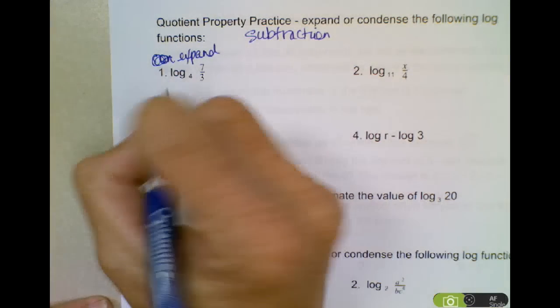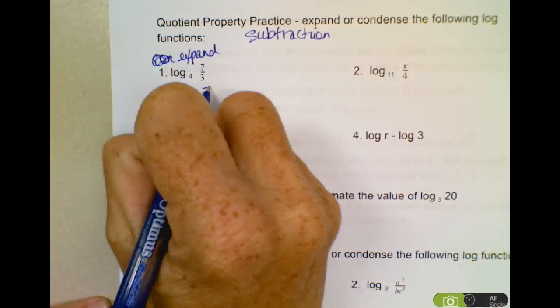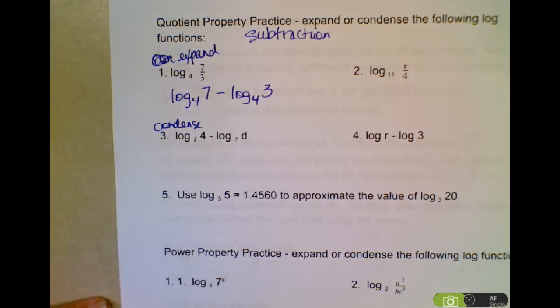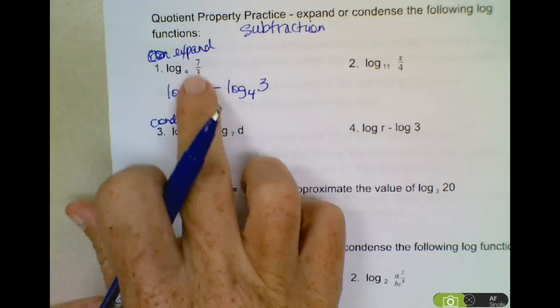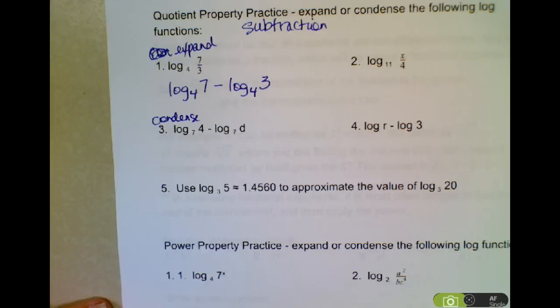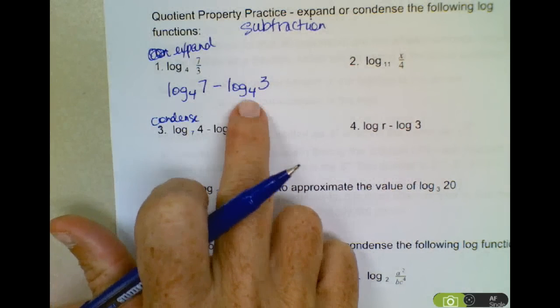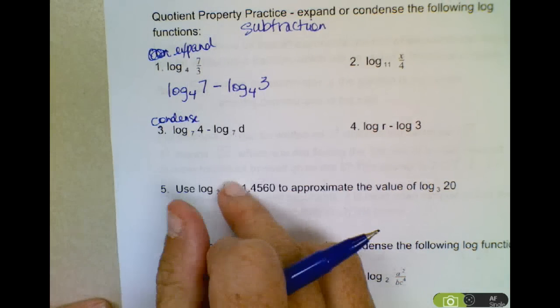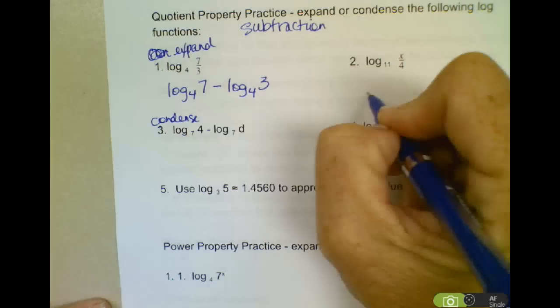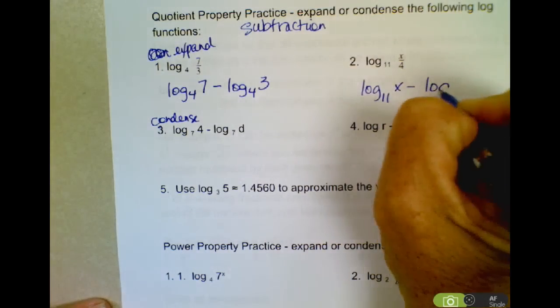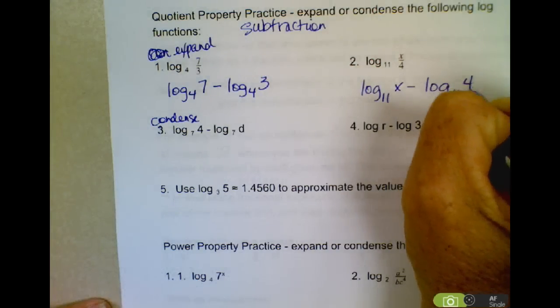Okay? So this would give me the log base 4 of 7 minus the log base 4 of 3. The question you might have is, since I'm doing this, does it matter which order I am subtracting in? It absolutely matters what order you're subtracting in. Okay? The numerator always goes first, subtract the log base 4 of the denominator. Okay? Number 2, you should get log base 11 of x minus log base 11 of 4.